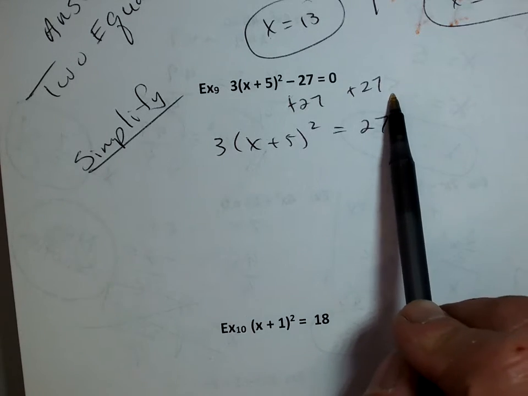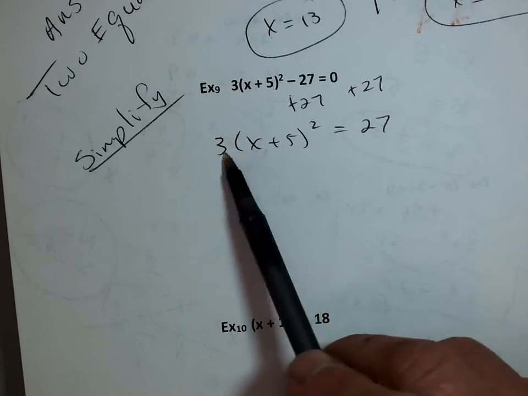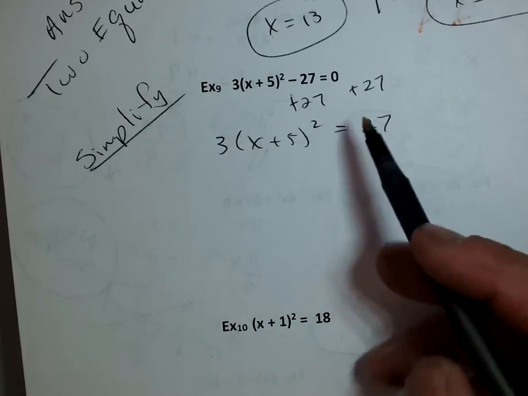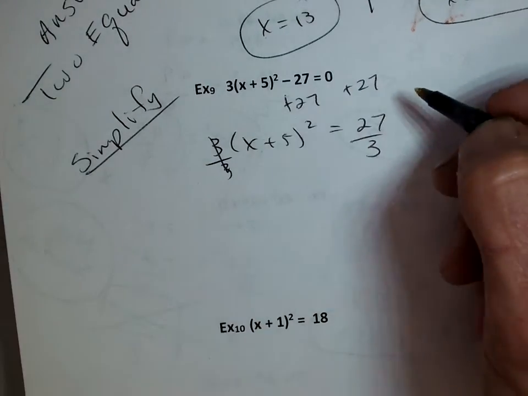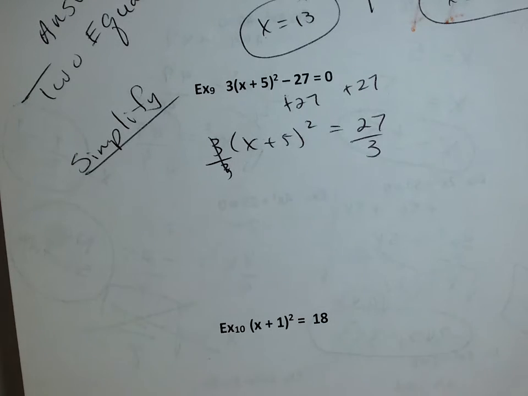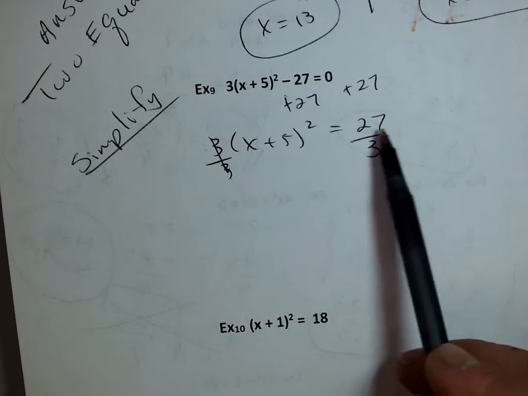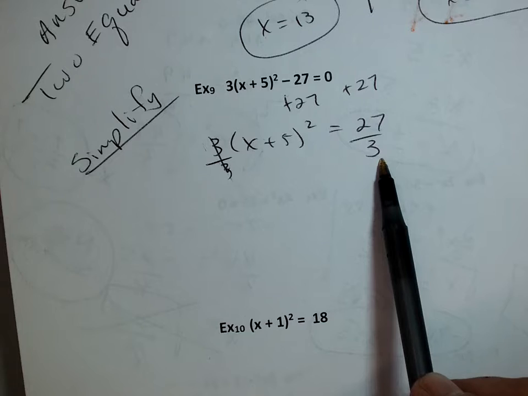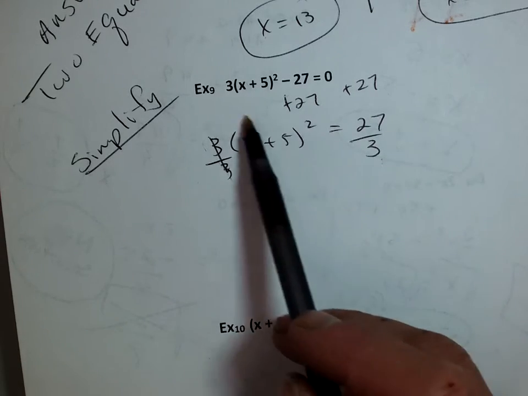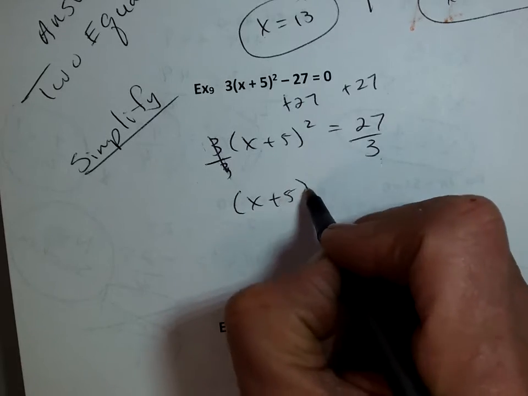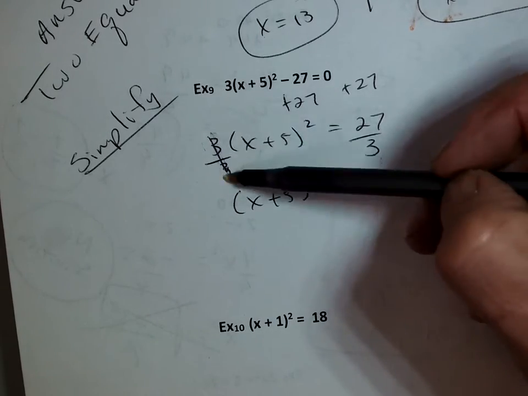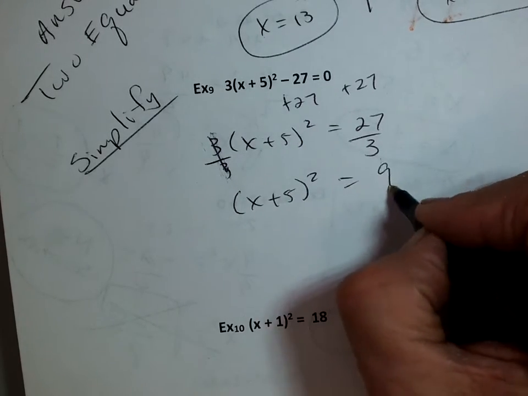How about divide by 3? Don't distribute, just divide by 3. You can't distribute because it's inside the square. So just divide by 3, and it cancels. Divide both sides by 3. So I got (x plus 5) squared, because I haven't done anything else except divide by 3, equals 9. Okay, you with me on the 9?